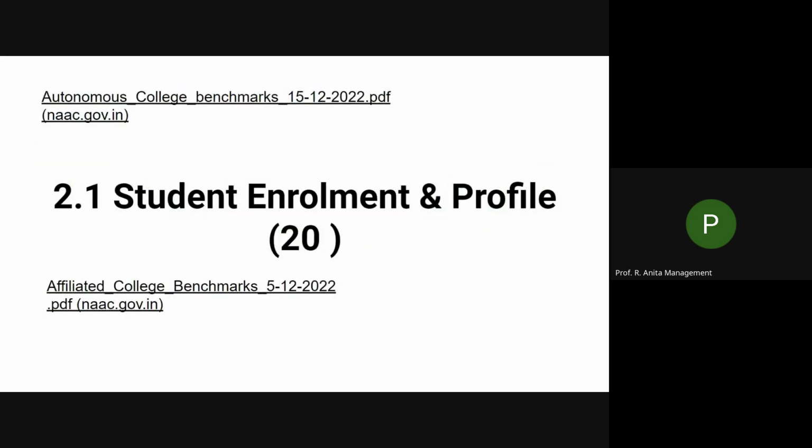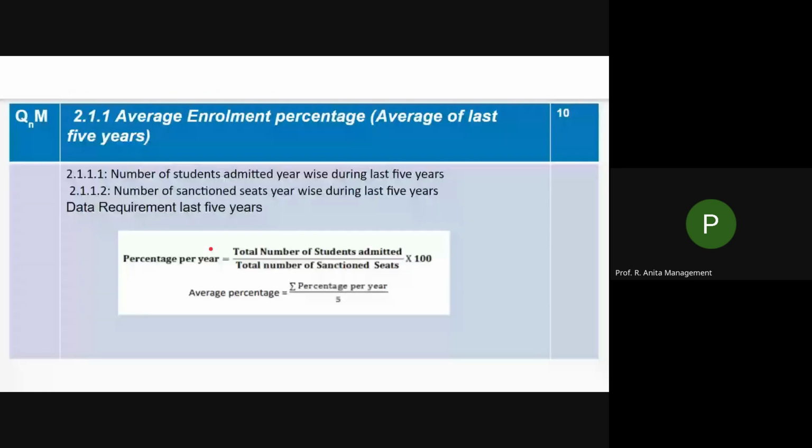Now let us take the first one, that is 2.1, the student enrollment and profile, which carries 20 marks. Now if you want to see the benchmarks, which I'll be telling you as I proceed, what are the benchmarks for each of these key indicators and the metrics? You can also visit these two sites where you can see in detail. Later I'll be giving them to you.